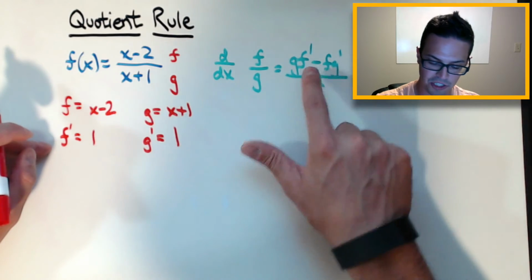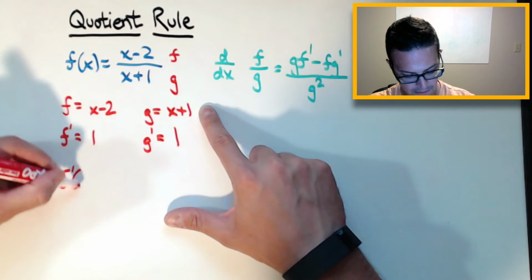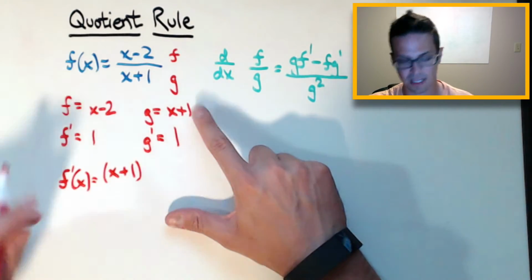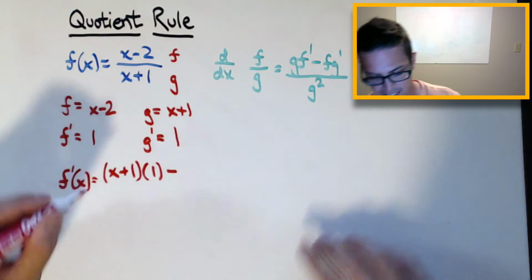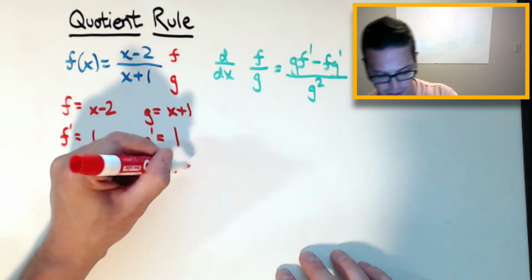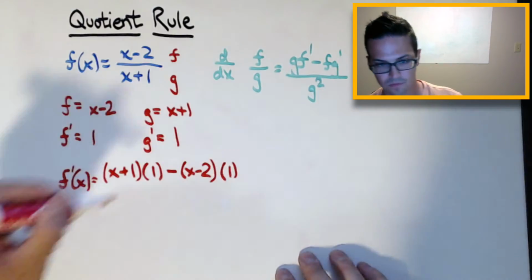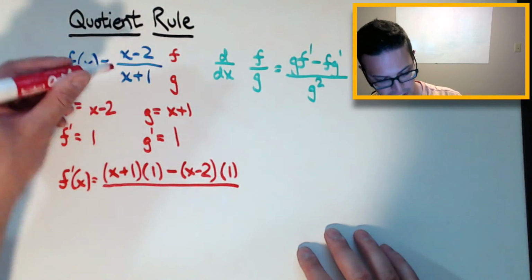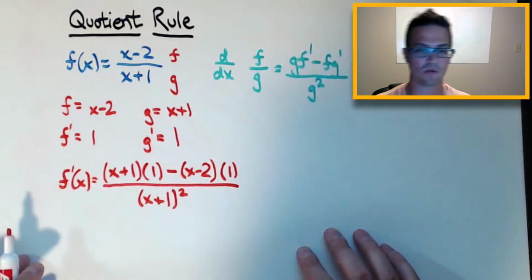Now what I'm going to do is do g f prime. So my g is right here, x plus 1. So f prime of x is equal to x plus 1, times f prime, which is 1, minus f, which is x minus 2, times 1, because it's times g prime right here. That's my g prime. Divide all of this by g squared, which is x plus 1 squared.